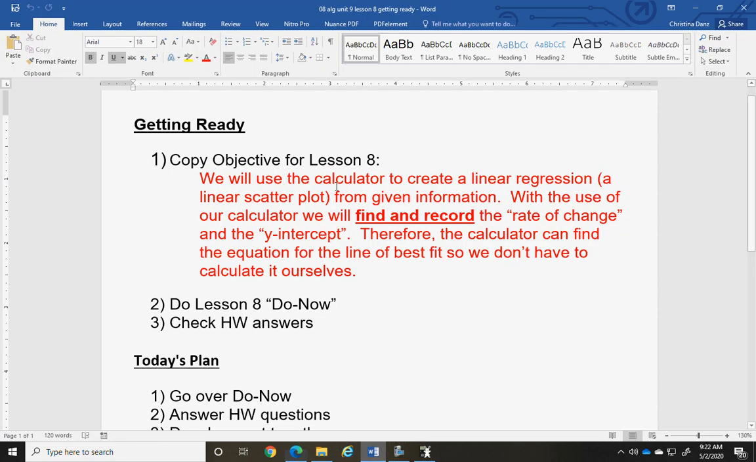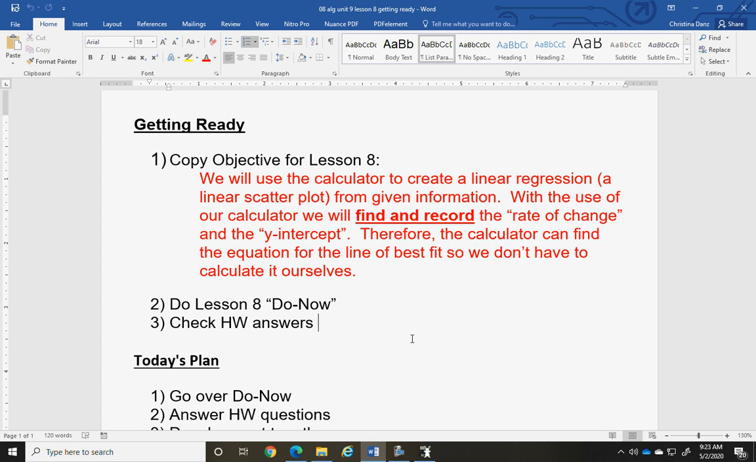So my objective says that we're going to use a calculator to create a linear regression, which really is a linear scatter plot. When we see the words linear regression, they're really meaning find the line of best fit. Do a scatter plot, find the line of best fit. So this is a day that you absolutely need your calculator. To be honest with you, I would never do it by hand like what we did in lesson 7.